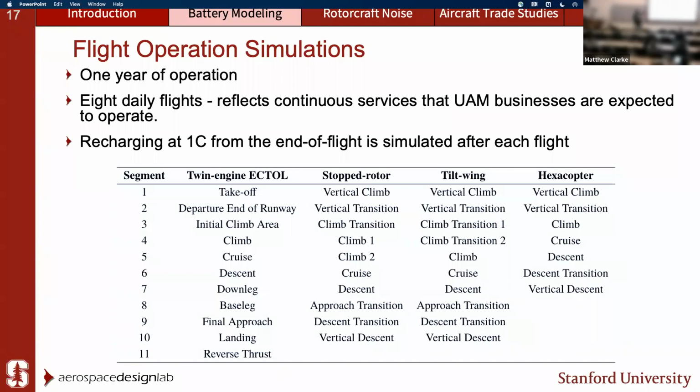And as you can see, for the particular aircraft, they're modeled using realistic segments. So for our conventional aircraft, you have a takeoff and landing. We have these 2 segments, which are essentially based on certification standards set by the FAA, as well as a landing and reverse thrust. Compare that to, let's say, a tilt-wing aircraft where you have a vertical climb, a few different transitions, and then a vertical descent.